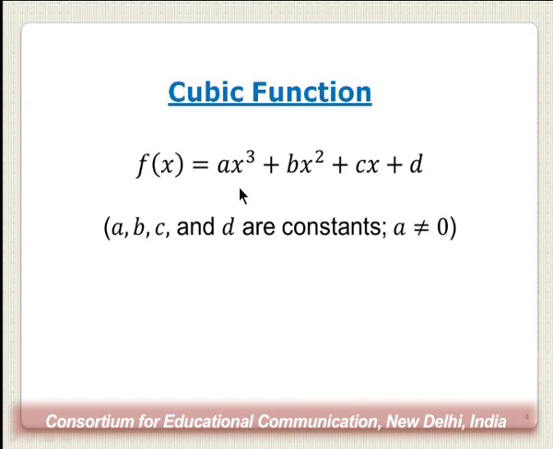because if a is equal to 0, then the first term in the function will vanish, and this is something that we don't want, because since we are talking of a cubic function, we want the highest degree of x to be 3.